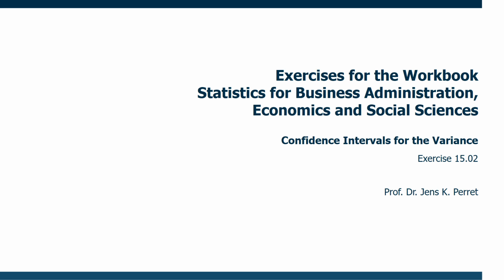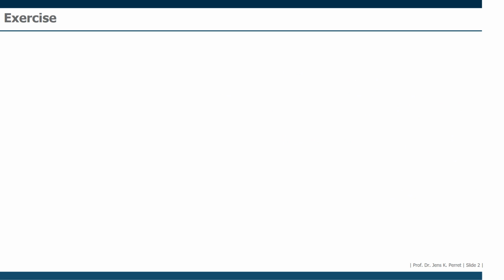Welcome to another exercise for the workbook Statistics. This time we're going to talk about confidence intervals for the variance. So our task here: the hourly wages for the employees of a local meat processing plant are distributed as follows.